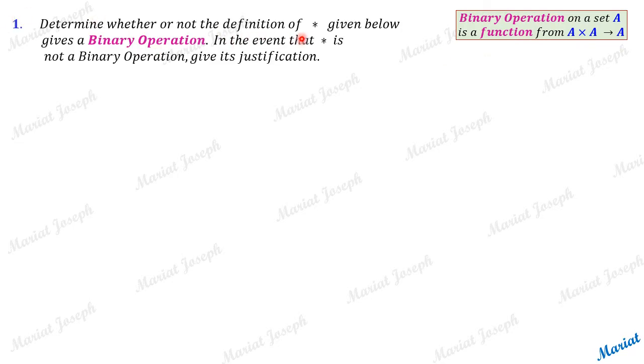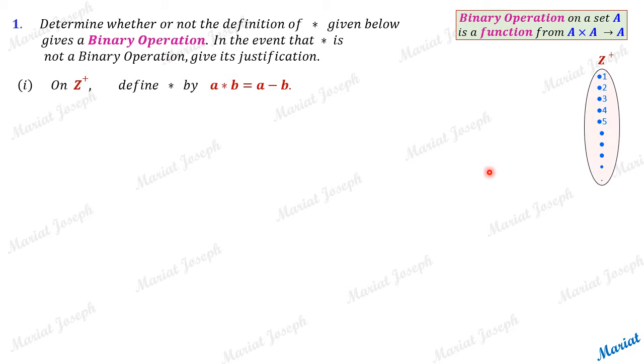Look at this question. Determine whether or not the function definition of star given below gives a binary operation. In the event that star is not a binary operation, give its justification. The rule given to us is: on set Z plus, define star operation by a star b is equal to a minus b. Here the set given to us is Z plus, which means positive integers.